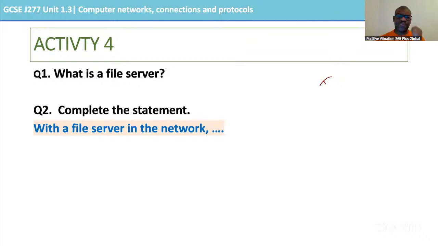Okay, cool. And then, of course, my question too, I want you to complete this statement: with a file server in the network, everybody type your own sentence in the chat. So complete this statement. If you type here already, copy and paste in the chat so we can see it.